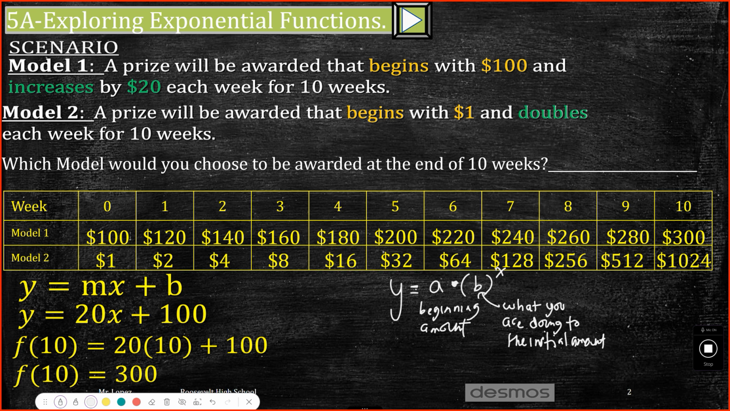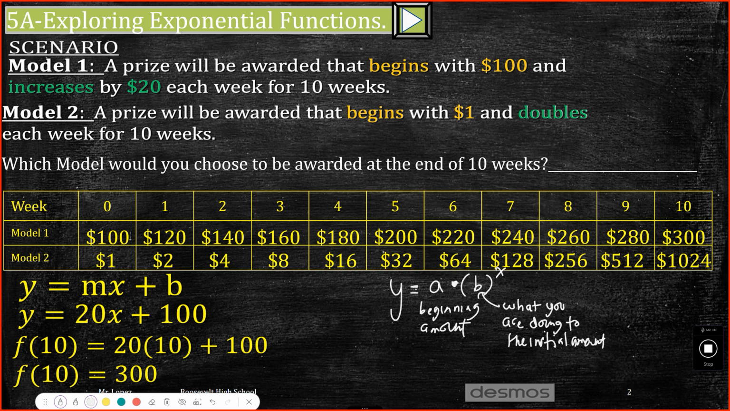That's the formula for exponential. That's an exponential equation: y equals a times b to the power of x, where a is the initial amount. A is 1. B is what are we doing to that initial amount? We are doubling it. What number constitutes doubling?